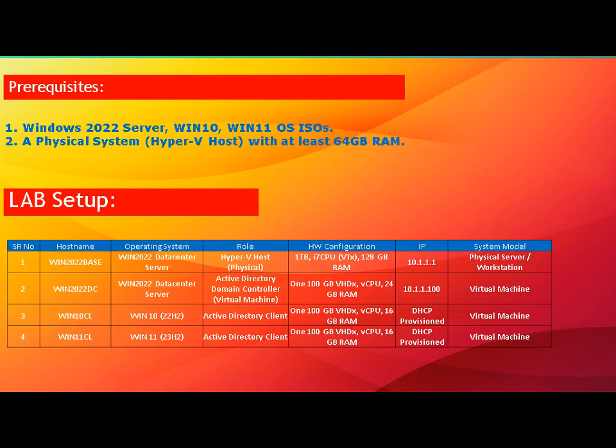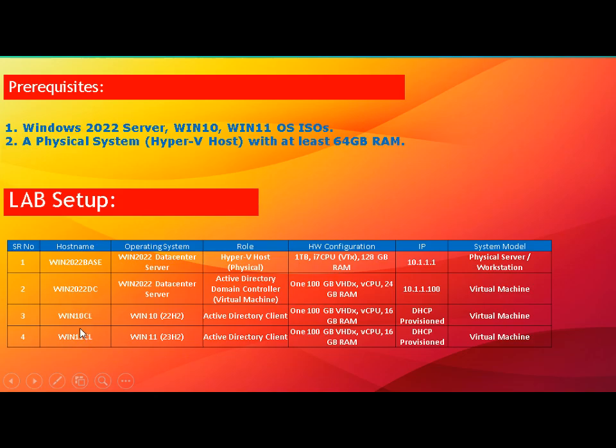Now, next 3 machines are virtual machines. First virtual machine will be Windows 2022 DC, which will be acting as an Active Directory domain controller, and it will be having 100 GB VHDX, 1 virtual CPU and 24 GB RAM. Its IP will be 10.1.1.100, and its system model will be virtual machine.